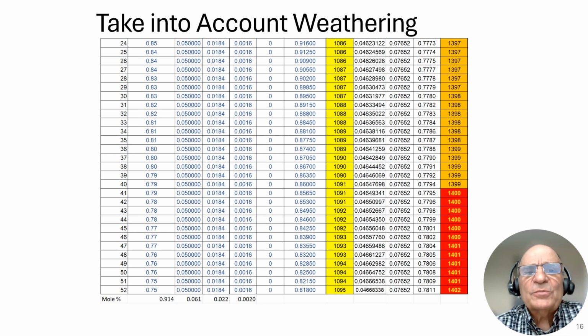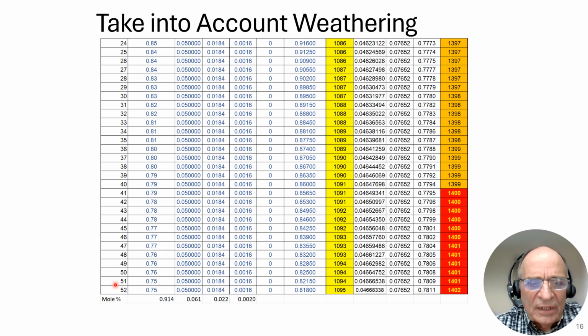Let's continue with this spreadsheet, looking at how weathering affects BTU value and Wobbe number. Week 24, we're at 0.85 moles of C1. If you remember, we started off with 0.93 moles of C1. We're looking at 0.05 moles of ethane and 0.0184 moles of propane. Wobbe index is 1397 and higher heating value is 1086.